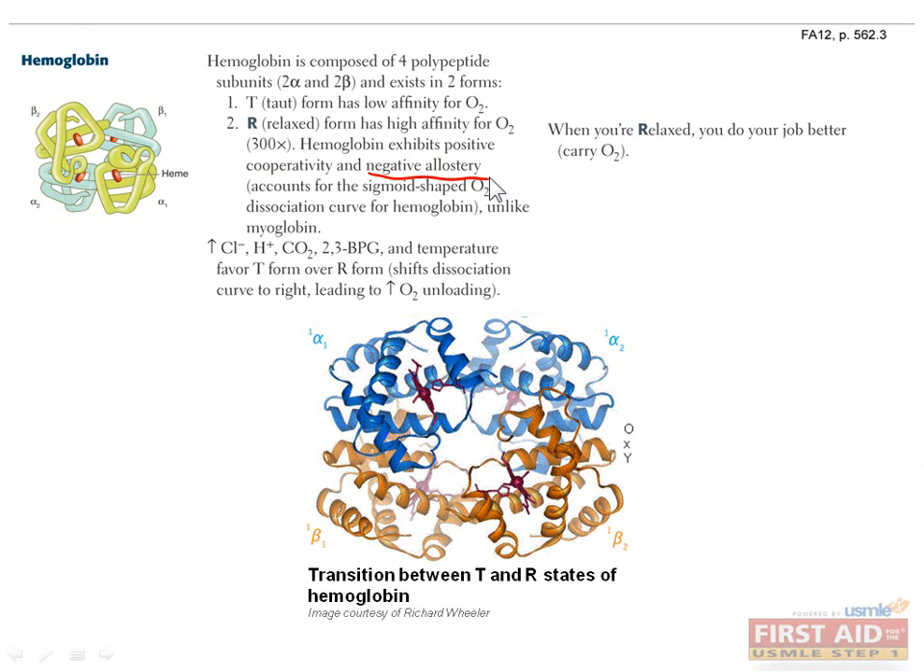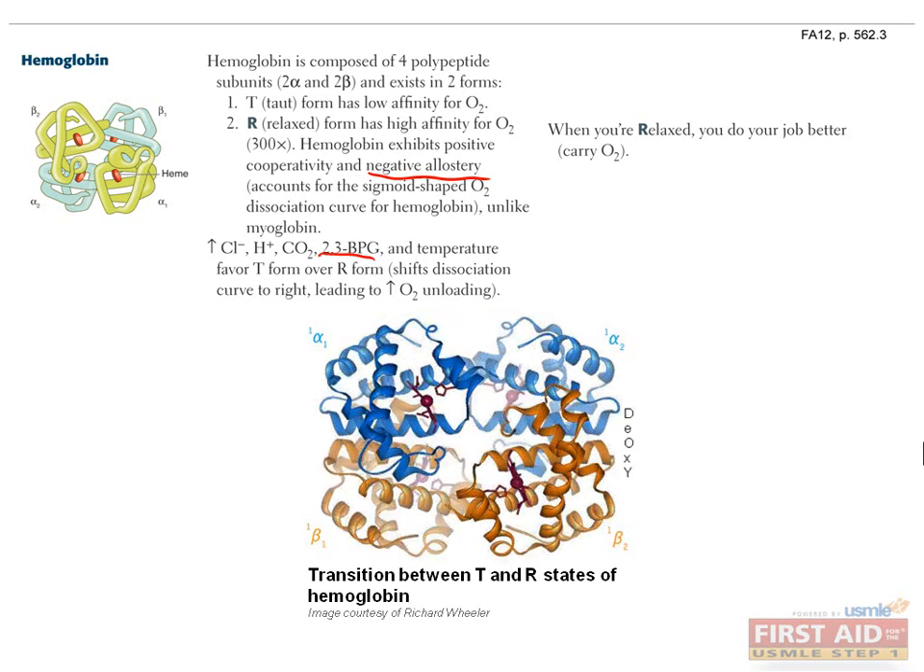Negative allostery occurs when something like 2,3-biphosphoglycerate binds to hemoglobin and stabilizes the taut form, as you see here, and reduces its affinity for oxygen. So how is this different from myoglobin? Well, myoglobin is a monomeric heme protein similar to the alpha subunit of hemoglobin. And because it's monomeric, it's not capable of having these quaternary structural shifts mediated by allosteric interactions.